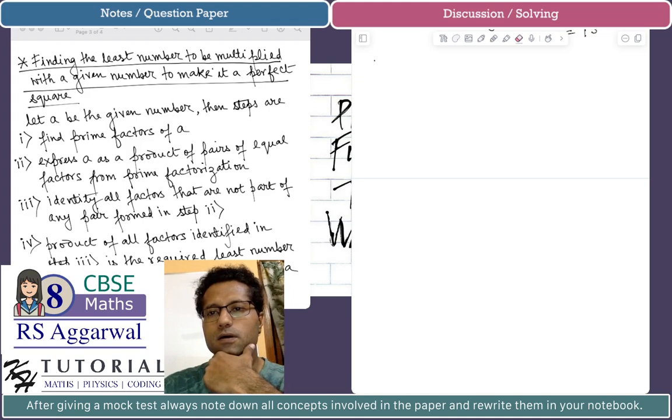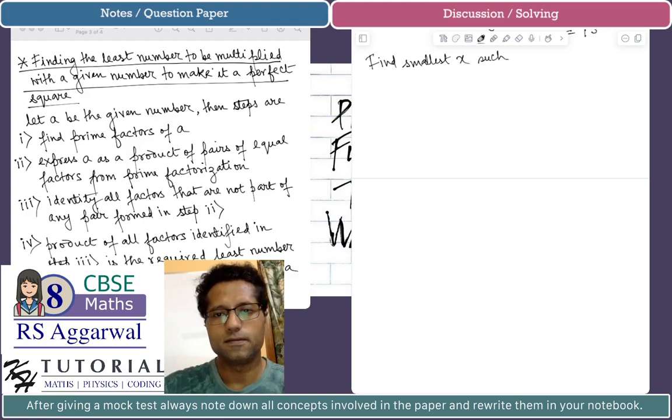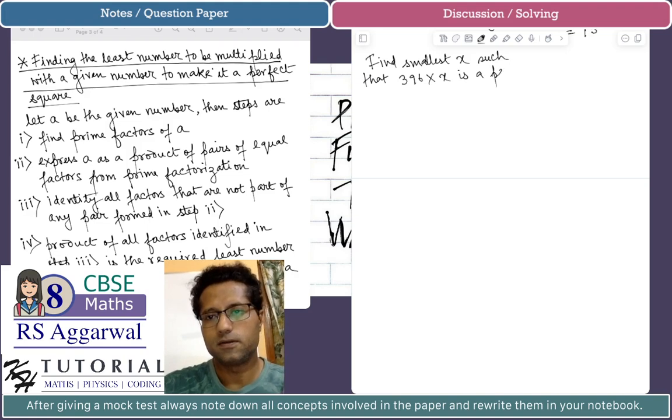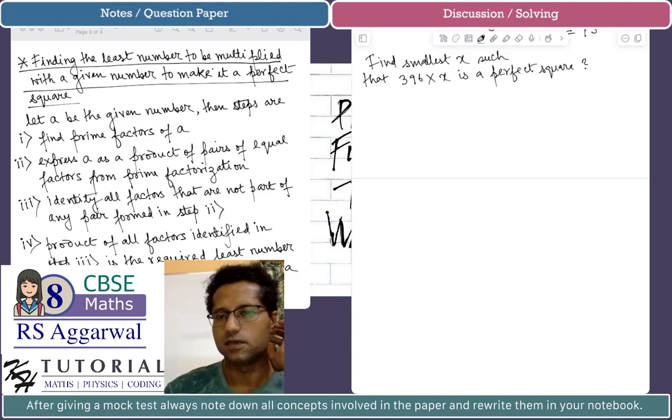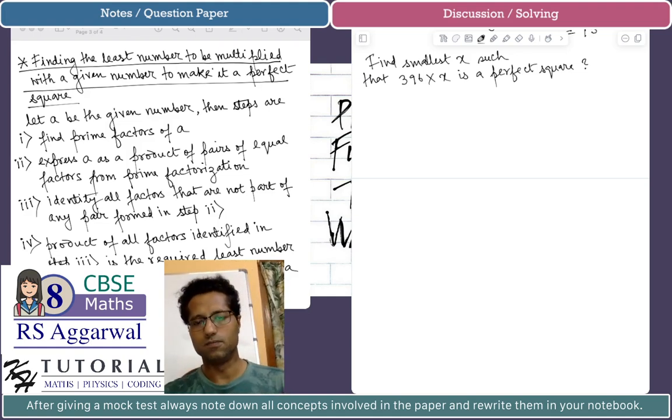The given number is 396. So the question is: find the smallest x such that 396 multiplied by x is a perfect square. This is a typical question asked. You are given a number, 396, and you will be asked what is the smallest number x that you should multiply with 396 so that the product is a perfect square.